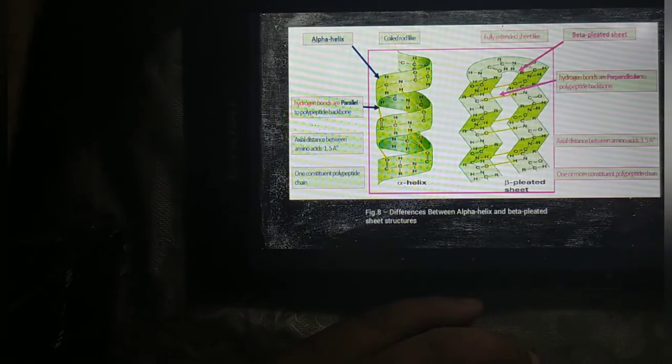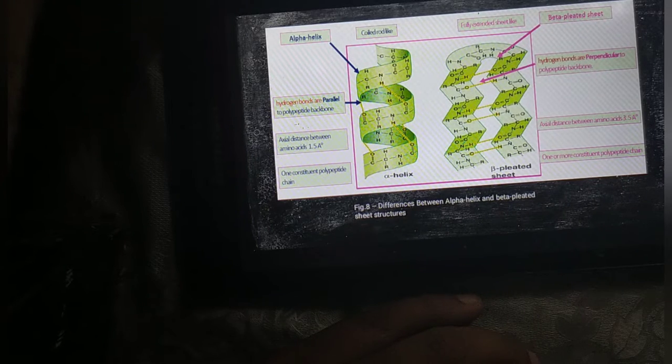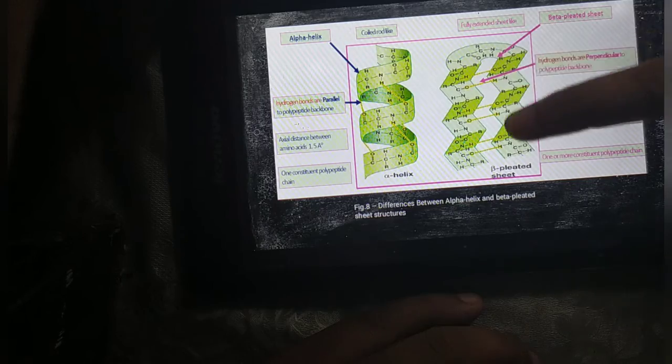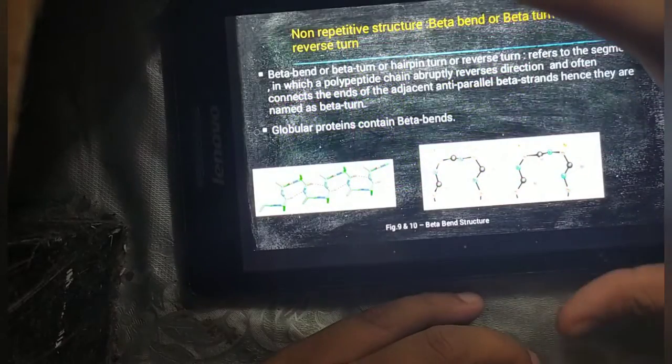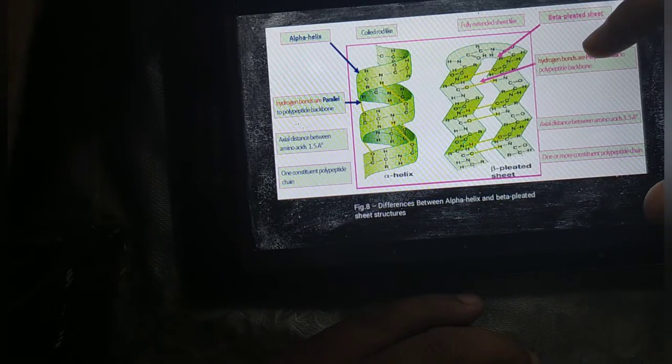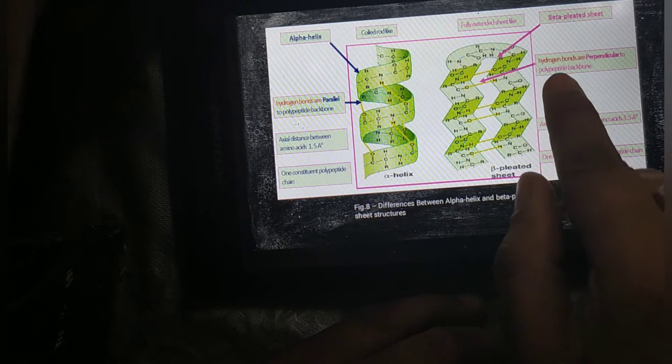So that can be better explained with this diagram. Here you can see the differences between the alpha helix and the beta pleated sheet. In the alpha helix, the hydrogen bond is within the same helix, whereas here it is between two polypeptide chains. You can see the hydrogen bonds are parallel to the polypeptide in the helix, and here the hydrogen bonds are perpendicular to the polypeptide.